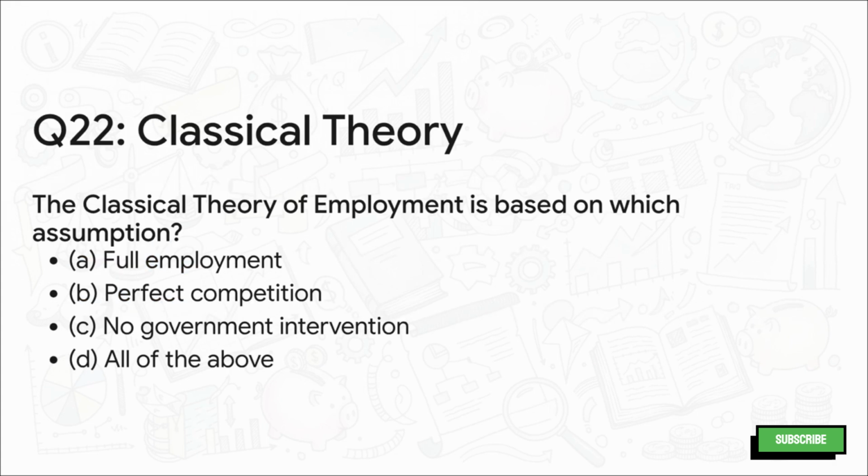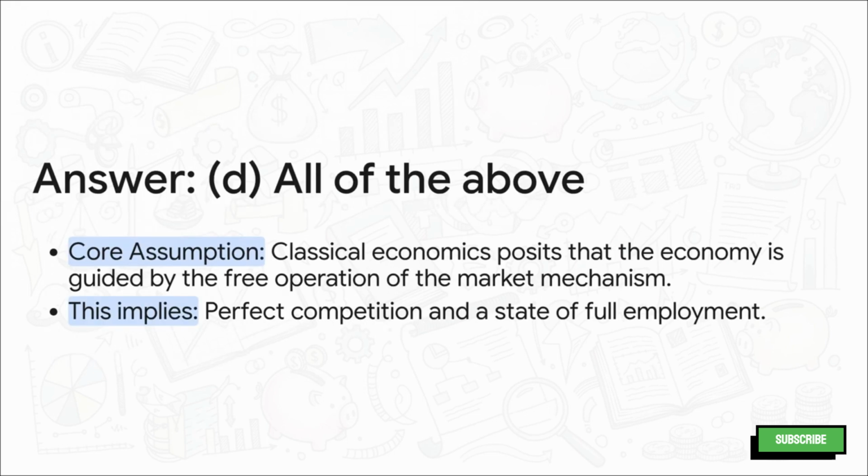Question number 22. The classical theory of employment is based on which assumptions? Is it full employment, perfect competition, no government intervention, or all of the above? Absolutely right. The answer is D, all of the above.